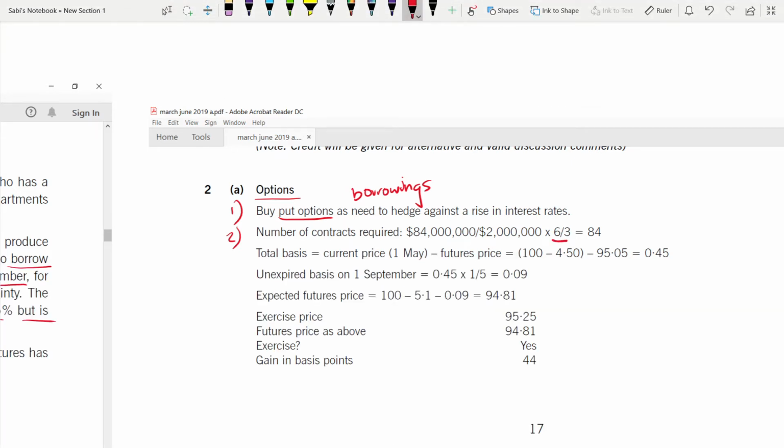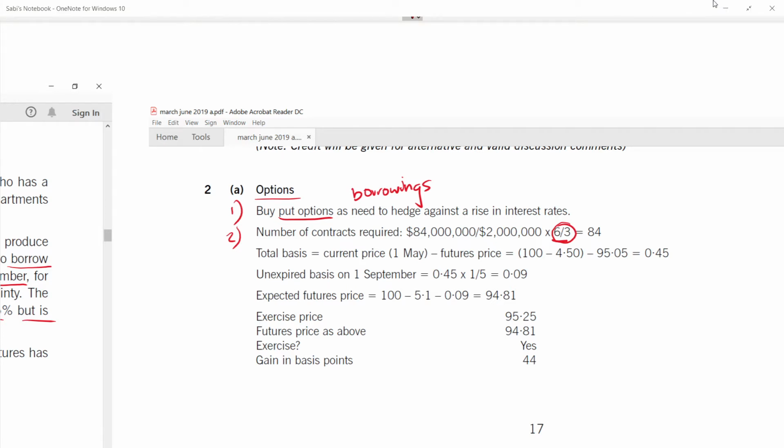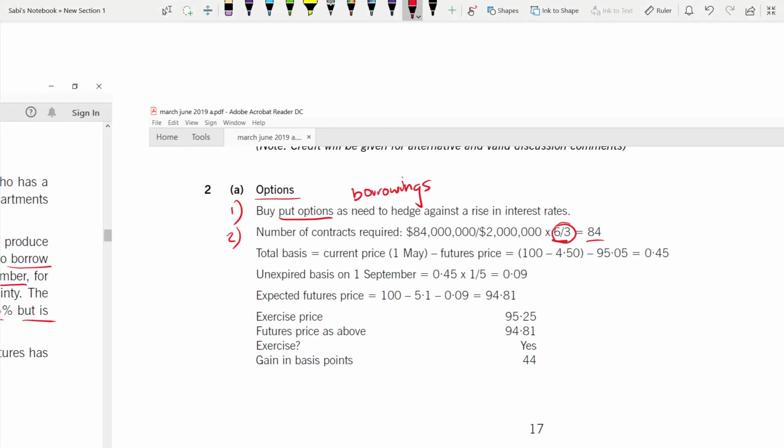This fraction is very important here because the rest you will understand. But 6 over 3, why is it 6 over 3? 6 is your duration, how long you want to hedge. 3 is your option, the future. It is for 3 months. 3 month future, they have clearly told. The denominator will always be 3 only. You only have to work on the numerator part. So into 6 over 3, which is 84, exactly 84 contracts.